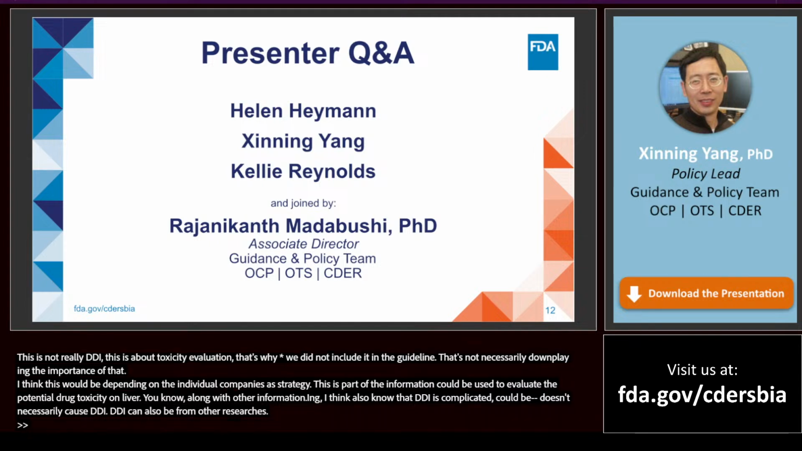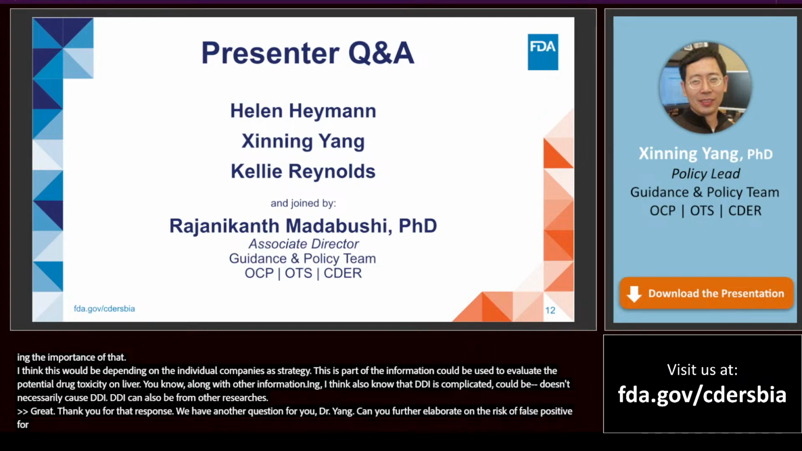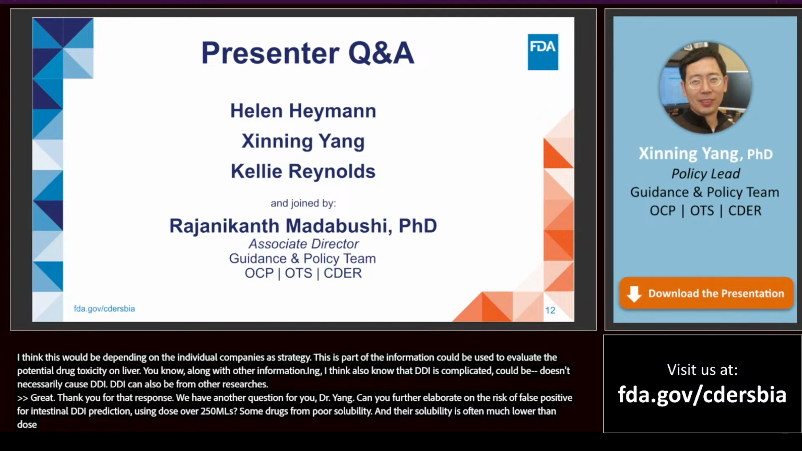Great. Thank you for that response. We have another question for you, Dr. Yang. Can you further elaborate on the risk of false positive for intestinal DDI prediction using dose over 250 mL? As you mentioned, many drugs have poor solubility, and their solubility in passive or effective is often much lower than dose over 250 mL, and therefore can lead to false positive DDI prediction. What are your recommendations in these circumstances?